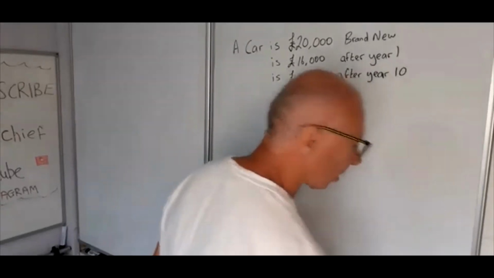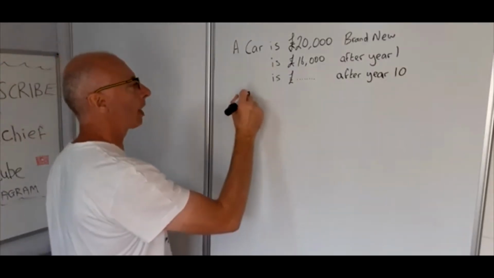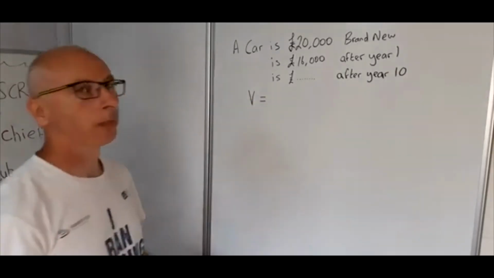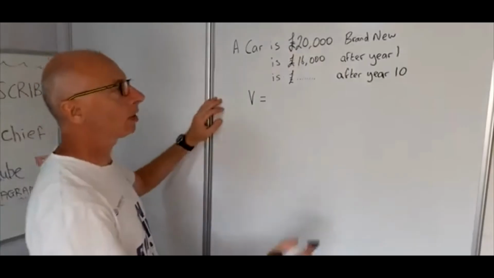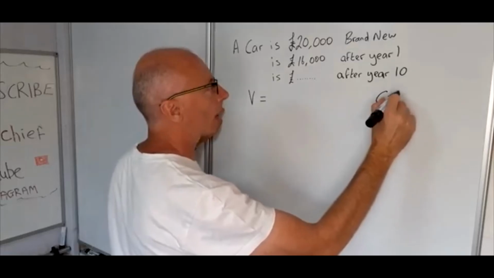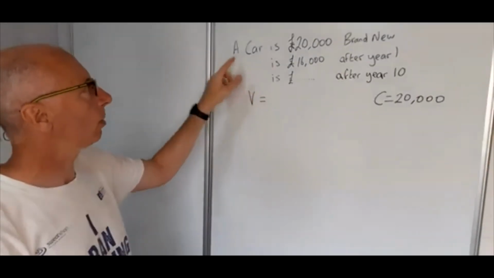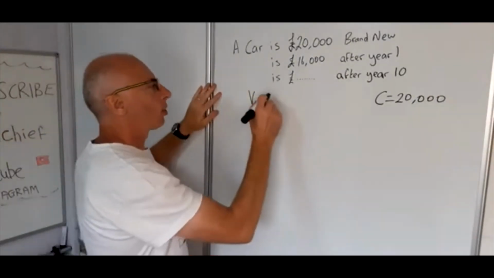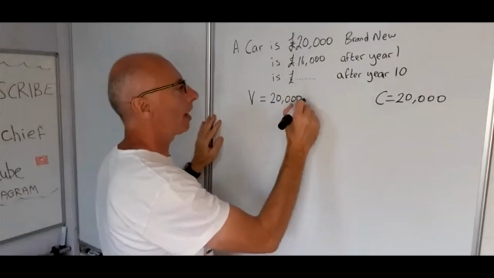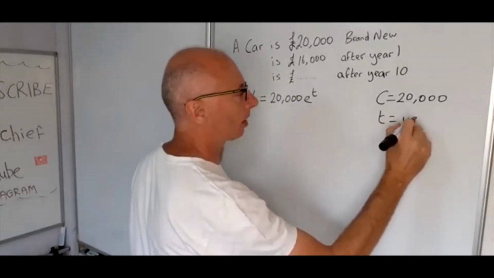So how are we going to go about doing that? Well, what we need is the initial value. So we'll call that the value of the car, and that equals the first value, £20,000. So let's just call it C equals 20,000. C for car. We'll just use that rather than A or whatever because it's a car. So 20,000, and then we'll multiply that by exponential of T, where T is years.